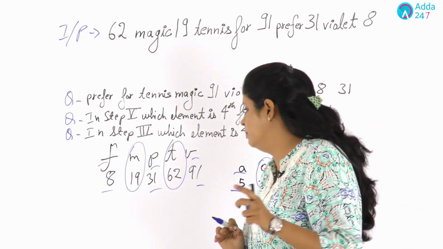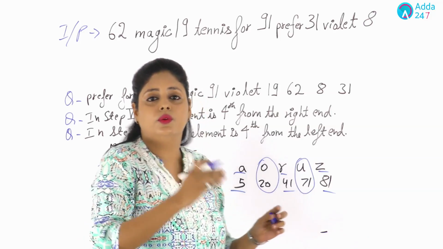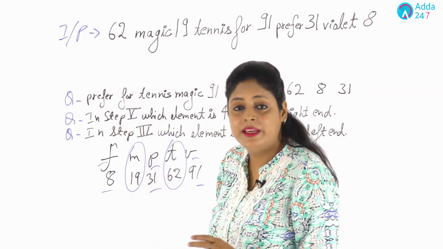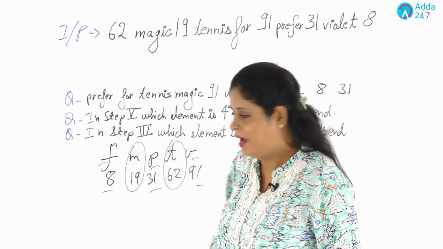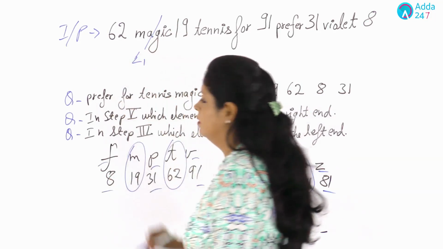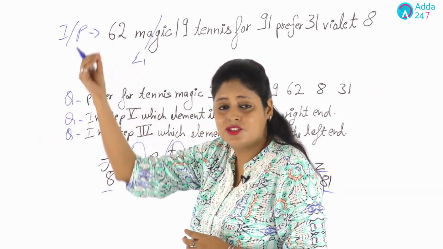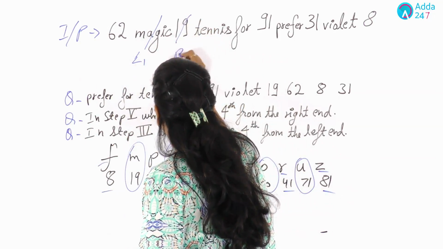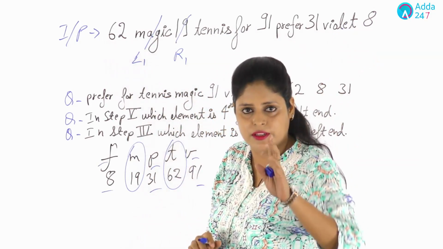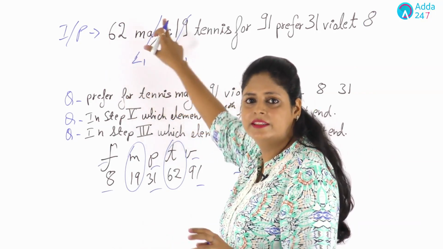Now as you all might be remembering, the shifting was like this: letters were going to the left end and the numbers were going to the right end. We will do the same thing in this one also. Our first pair is M19, means M will shift towards the left end and 19 will shift towards the right end. So I will denote it as L1. L1 means in the first step M went to the extreme left end, and 19 as R1 means it shifted towards the extreme right end in the first step.